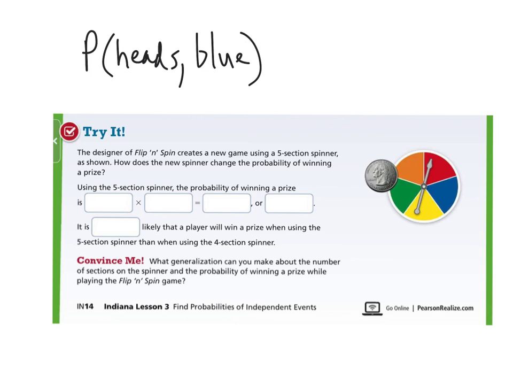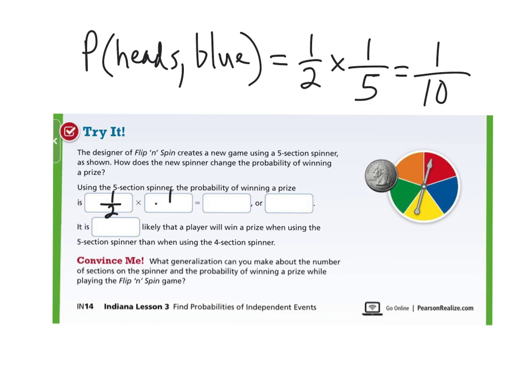So the chance of us flipping a coin and getting heads is 1/2. And then on the spinner, the chance of getting blue would be 1 out of 5. And then if we just multiply, that would tell us the chance of getting heads and blue. So multiplying, that would be a 1 out of 10 chance. Looking at the blanks that the book has, just in case you're curious here, these are basically going to be filled in with what we have so far. 1/2 times 1/5 equals 1/10.